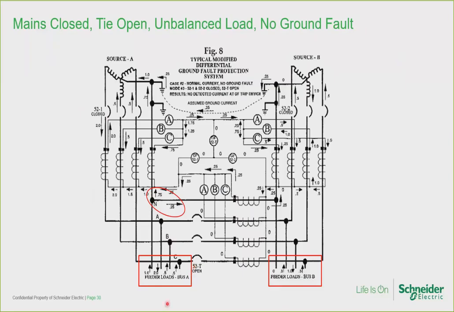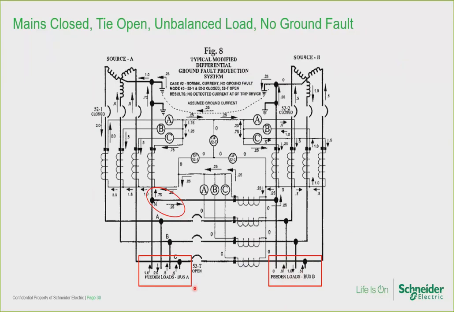There is unbalanced load on bus A on the left, and there is balanced load on bus B on the right. So I want to show you how MDGF accounts for the unbalanced load and prevents it from being incorrectly perceived as ground fault current. Let's look at the bus B load current at the red box at the bottom right-hand corner right here. There is 1 per unit flowing out of phase B, right here, 1 per unit flowing out, 0.5 per unit flowing into phases A and C. This is a balanced three-phase load. They sum up to 0.